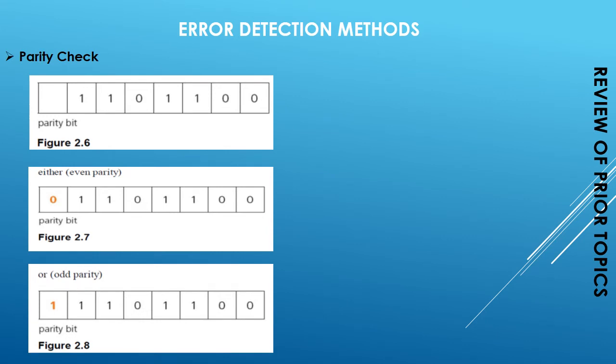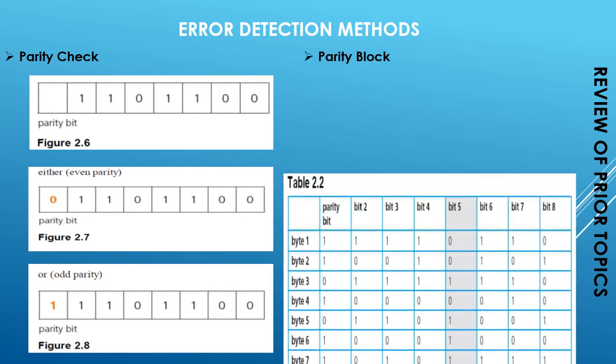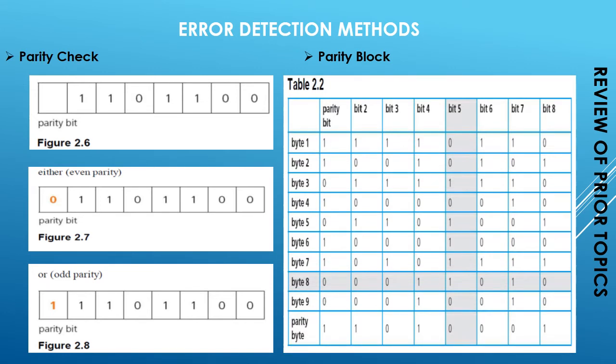While in the odd parity, if there are 2 ones, 4 ones, 6 ones, or 8 ones, the parity bit will be set as 1. Similarly, the parity bits can be applied on the parity block. Table 2.2 is a thorough example of that parity block where the data is present in the form of various bytes, and at the start of each byte, parity bit is calculated.